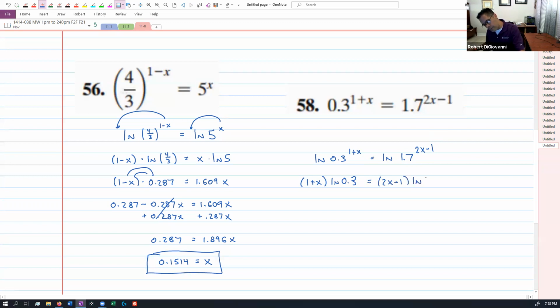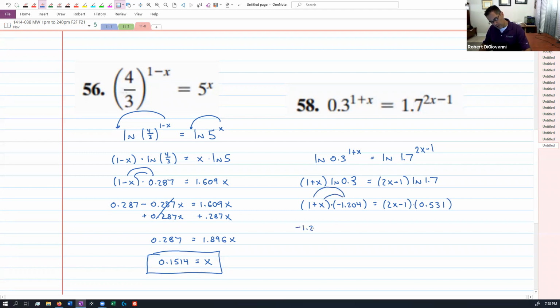And get on your calculator, do natural log 0.3. So you get a negative number here. You get times, since it's a negative, I'm going to put it in parentheses because it's multiplication here, negative 1.204. And then over here, 2x minus 1 times natural log of 1.7 should be times 0.531. All right, let's distribute these numbers through.